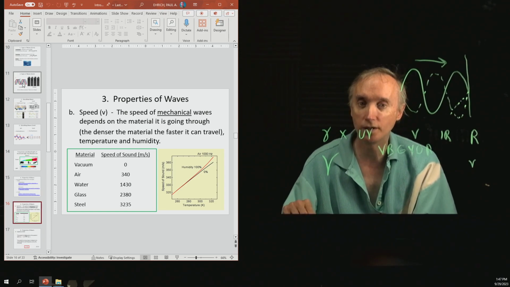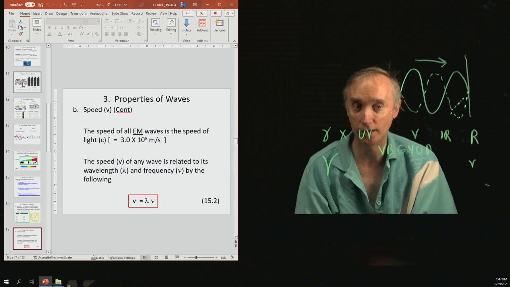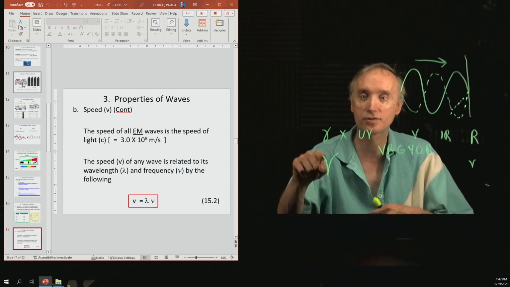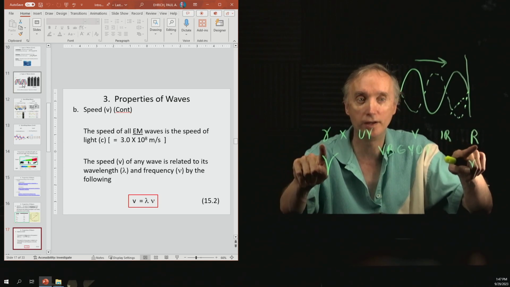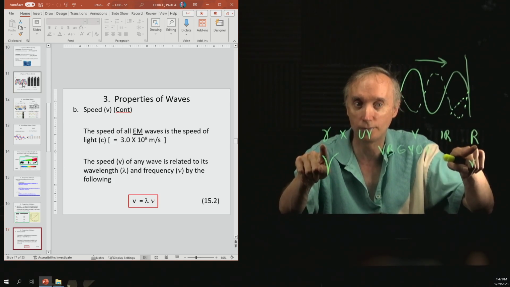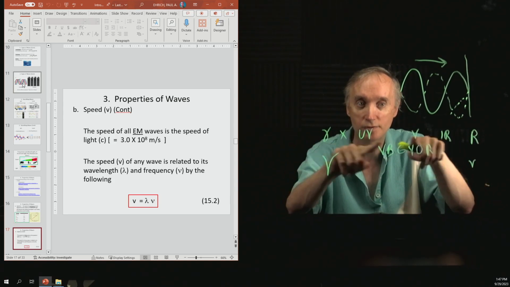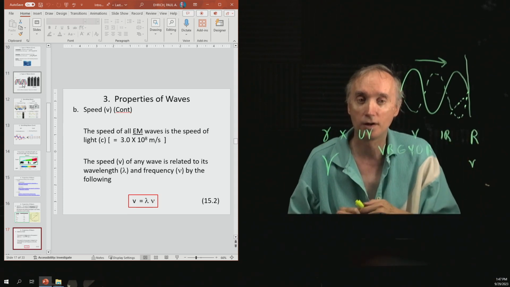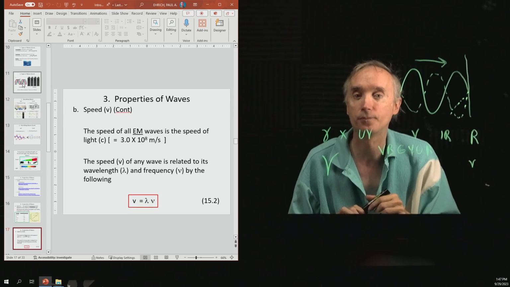But when it comes to light waves, electromagnetic waves, they always travel at the speed of light. So if I was to say on the exam, which is faster, a gamma ray or a radio wave, don't be messed up. They travel at the same speed. All of these are going to travel at the same speed.